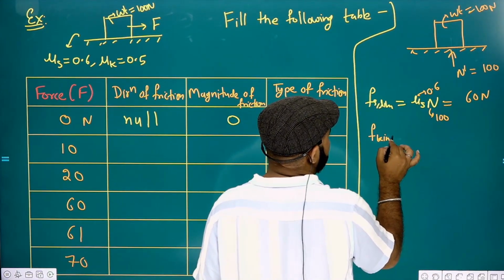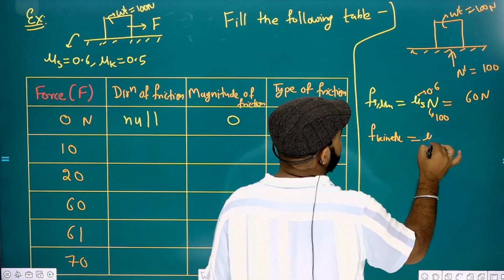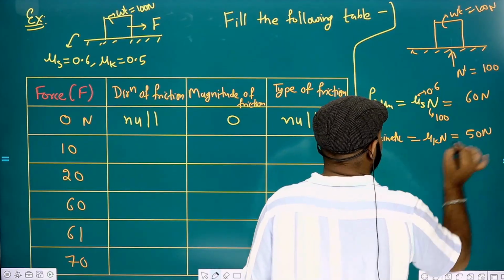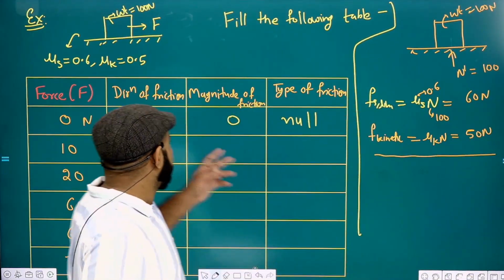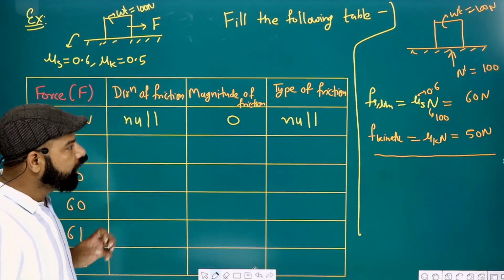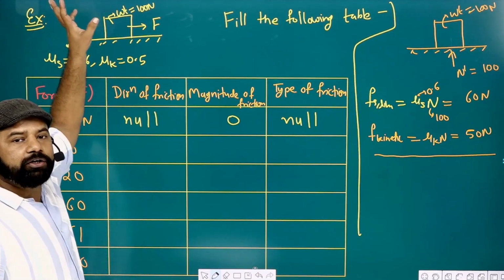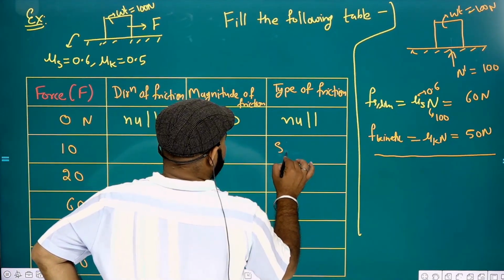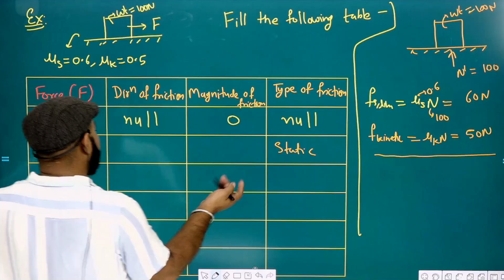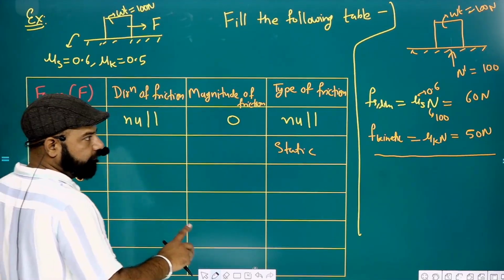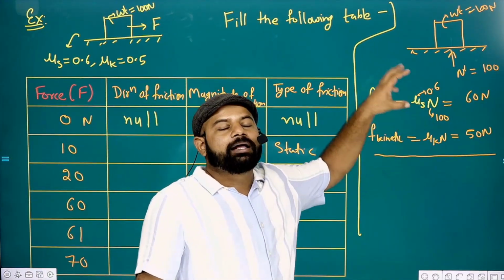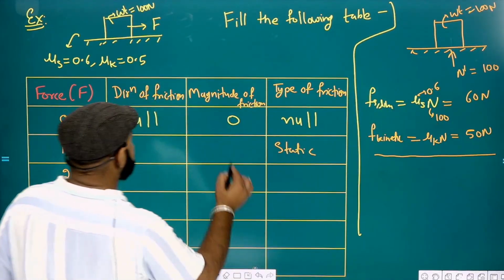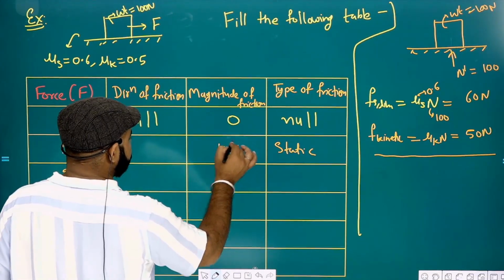And F kinetic will be mu k into N. Its value is 50 Newton, right? So for the second case, the applied force is 10 Newton. Will there be any movement? No, there will be no movement. It means the type of friction would be static. Its value will be equal to this applied force only. It will not be equal to mu s into N, that is the maximum value of static friction, or we can say limiting friction. So its value will be 10 Newton only.